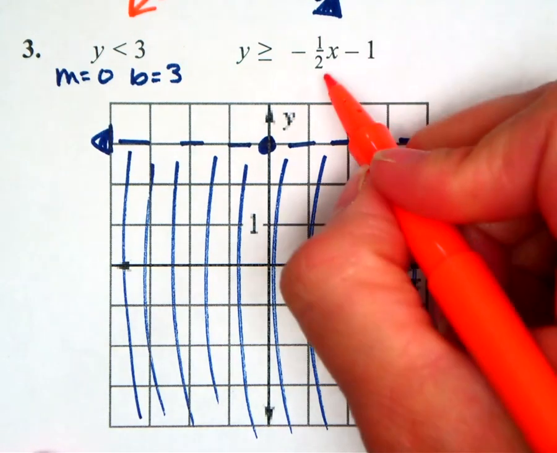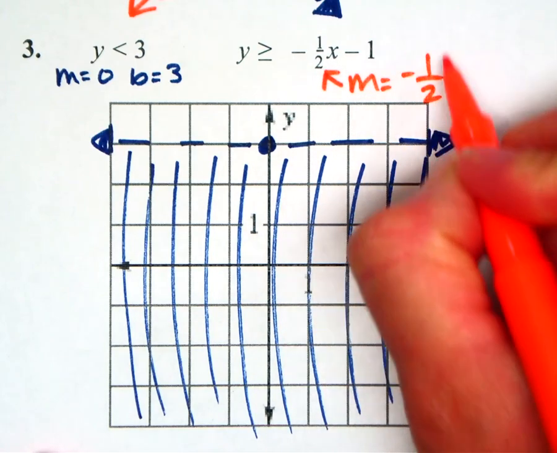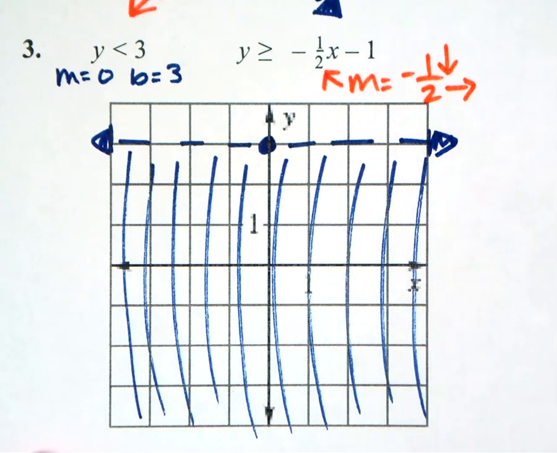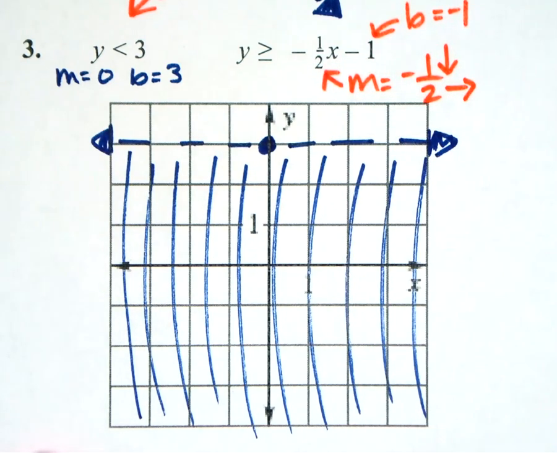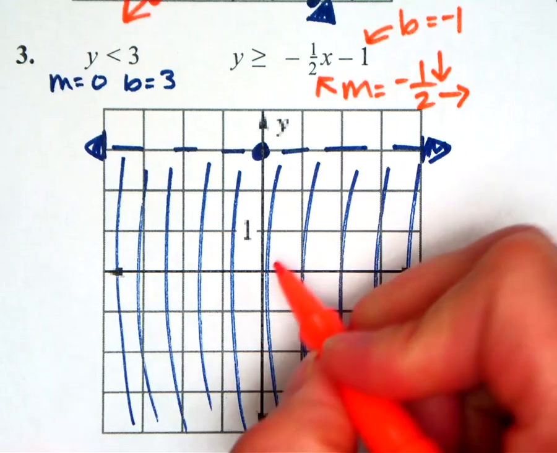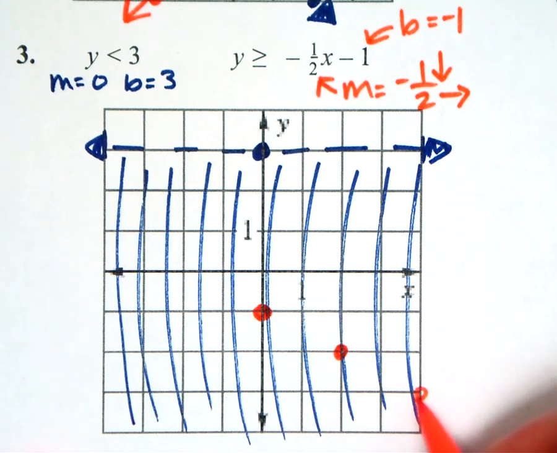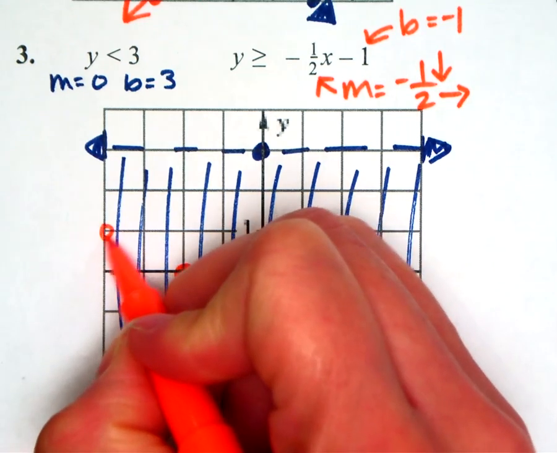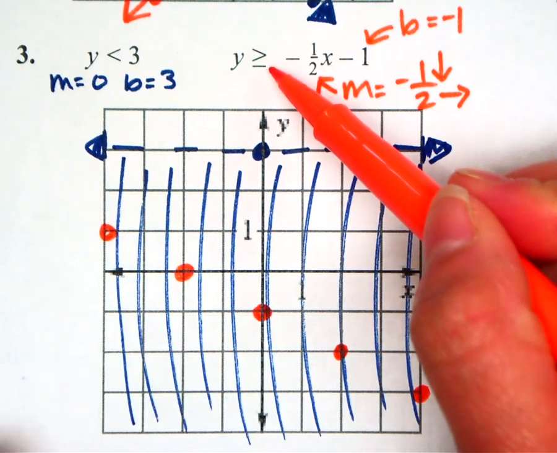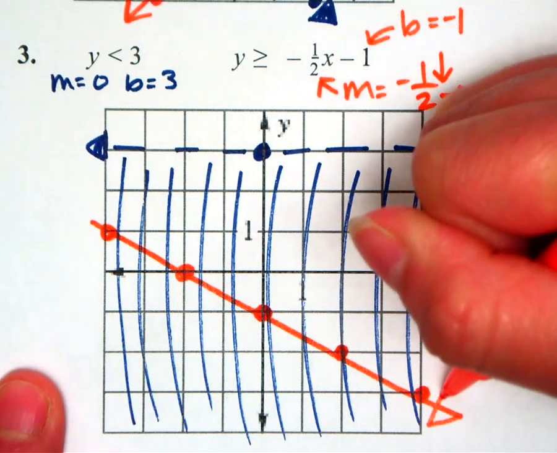Now to graph the second equation, I'm going to use the slope, -1/2, and move down 1 right 2, and use b, the y-intercept, at -1 to begin on the graph. So I'm going to plot my point at -1 and move down 1 right 2, opposites up 1 left 2. Now this time I'm going to have a solid line because it's an equal to symbol.